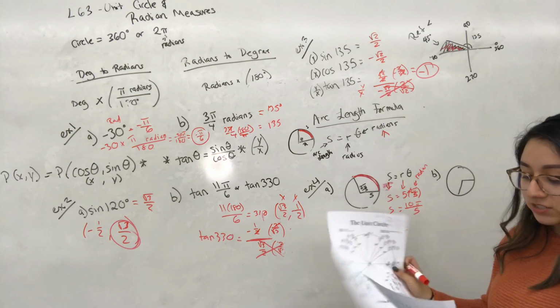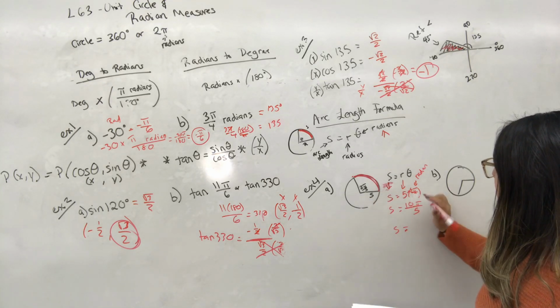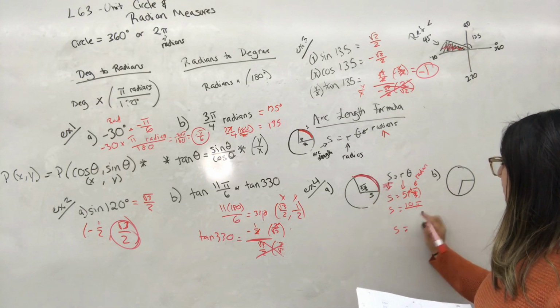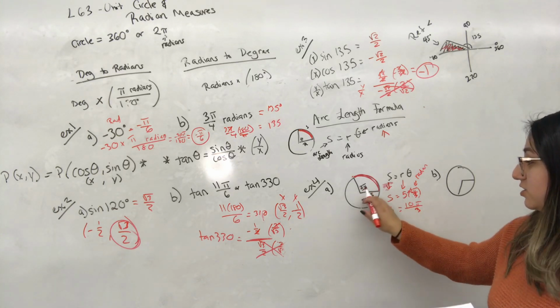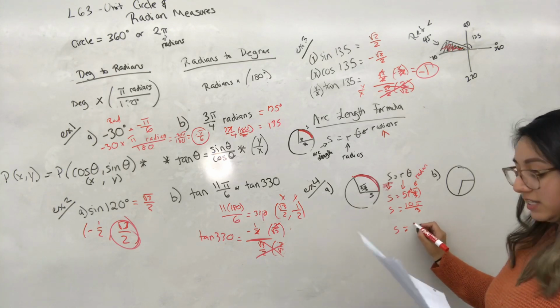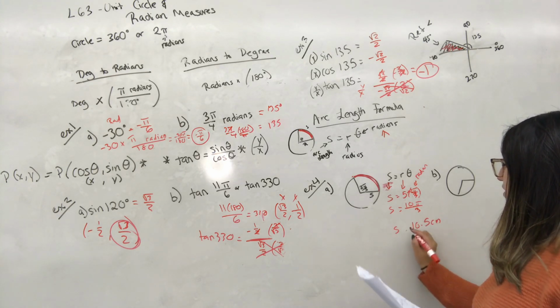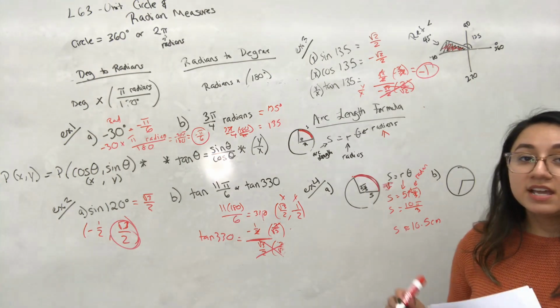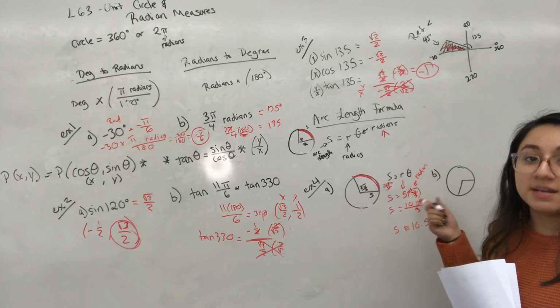Here, we're trying to simplify this as much as we can. Sorry, this is 3. 2 radians over 3. So then 10 radians over 3, to simplify, you get about 10.5 centimeters. So you have to solve it out, but again, your calculator has to be in radian mode for the calculator to understand this is radians, not pi.